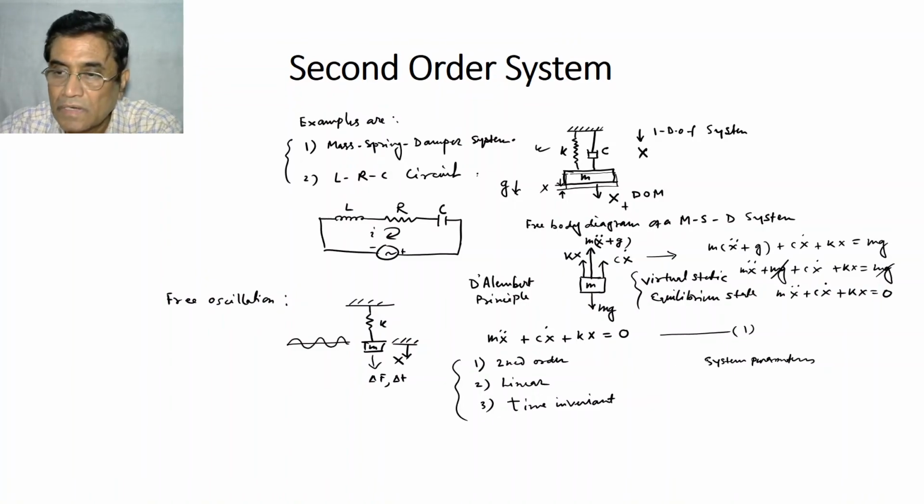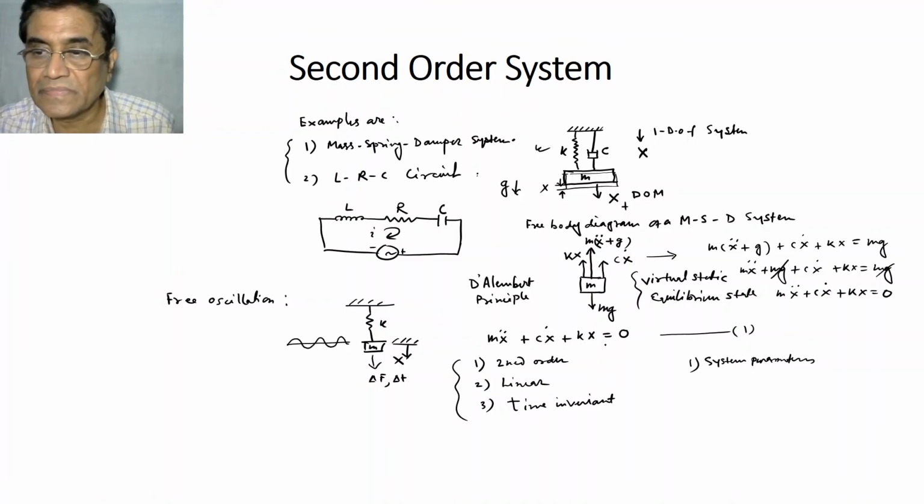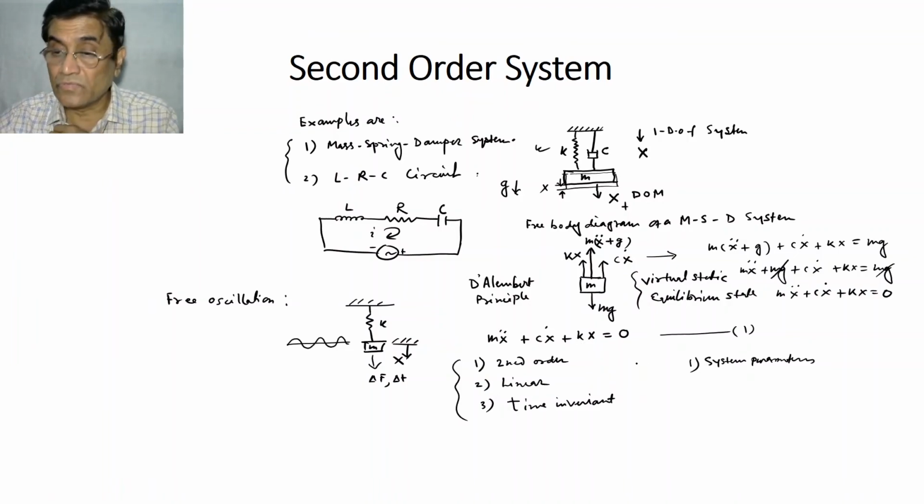Since our discussion will be limited to linear systems, time invariant system means the system parameters will not vary with time. Mass should not vary with time, C should not vary with time, K should not vary with time. Then the modeling we are trying to do, the dynamics we are trying to understand, will be completely different if we do not assume it's a time invariant system.